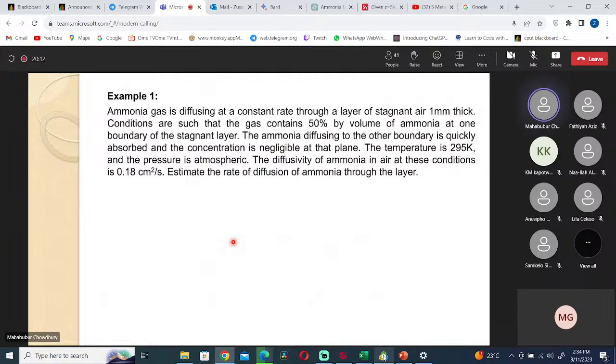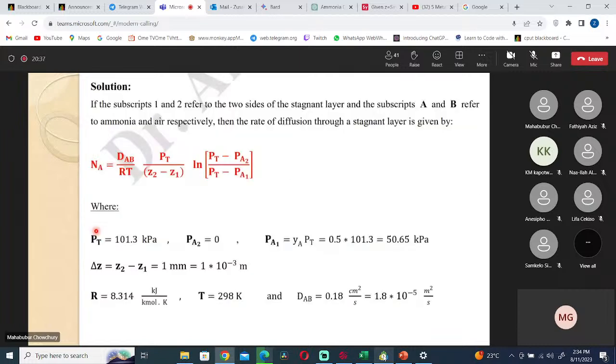Let's look at the scenario. You have ammonia gas, and your ammonia gas is diffusing at a constant rate through a layer of stagnant air, meaning the air on top of the ammonia gas is not moving at all, it's just stagnant. Now, what is happening? You have something called stagnant diffusion, meaning one is diffusing into the other where there's no movement.